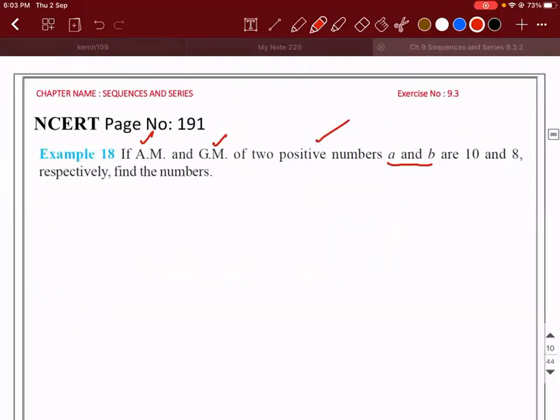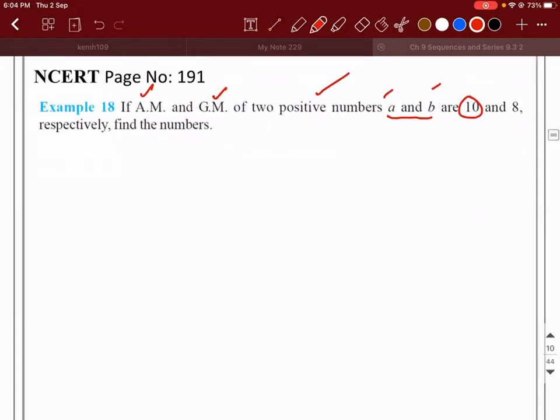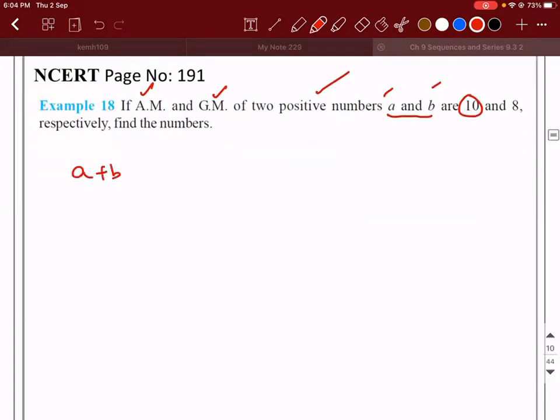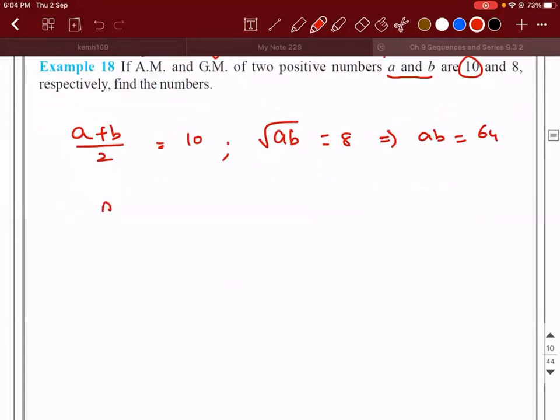AM and GM of two positive numbers, A and B, are 10 and 8 respectively. Find the numbers. It's simple. (A plus B) by 2 is 10. Root AB is 8, which implies AB is 64. So A plus B is 20.